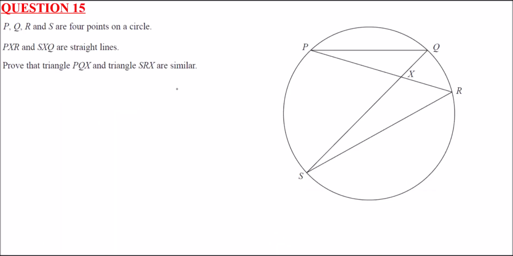Question 15 is about circle theorems. So P, Q, R and S are 4 points on a circle. P, X, R and S, X, Q are straight lines. We need to prove that triangle PQX, this top one here, and triangle SRX, this one at the bottom, are similar. So, step by step, let's talk this through.